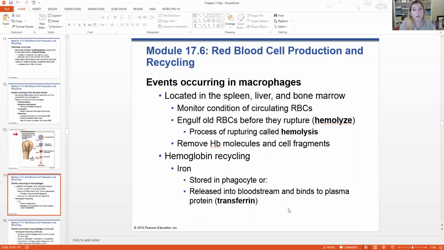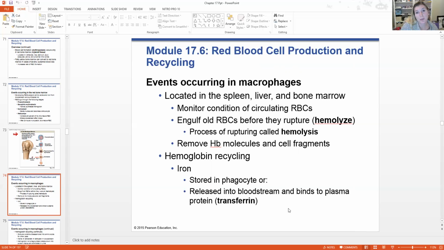Any old red blood cells, ones that look like they're just falling apart, they're going to engulf them. And so the process of red blood cell engulfing happens in order to prevent them from rupturing. Because once they rupture, then all our parts can go everywhere and we can't grab them and reuse them. So hemolysis is the process of red blood cell rupturing, and our macrophages try to prevent that from happening. So all the hemoglobin molecules, all the cell fragments that make up our red blood cell are engulfed by our macrophage.